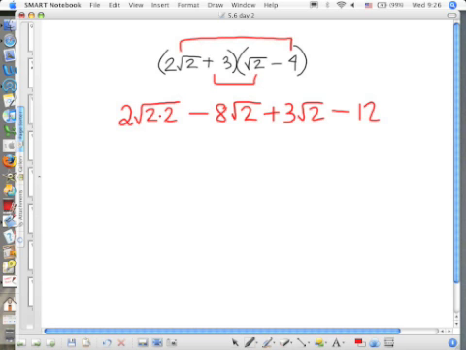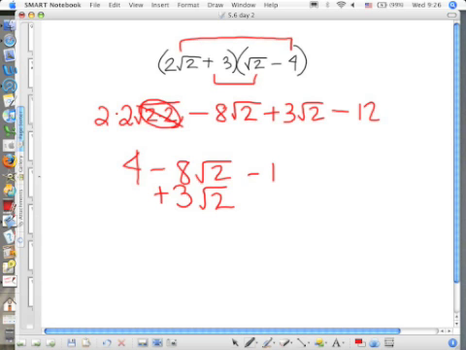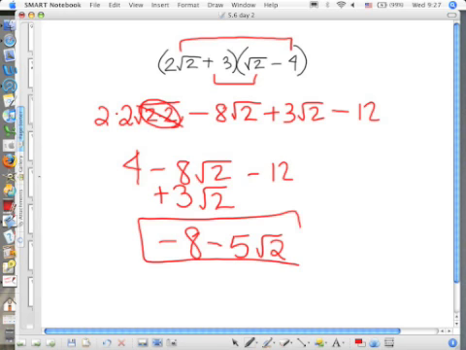What can you do with this first term? You can pull out a 2, which gives you 4. All right, I'm just going to rewrite it real quick. Those 2 inside terms are what? They're alike. You can put them together. My first and my last terms are alike. They're both whole numbers. I can put them together. So 4 minus 12 is a negative 8. And negative 8 square roots of 2 plus 3 square roots of 2 is negative 5 square roots of 2.